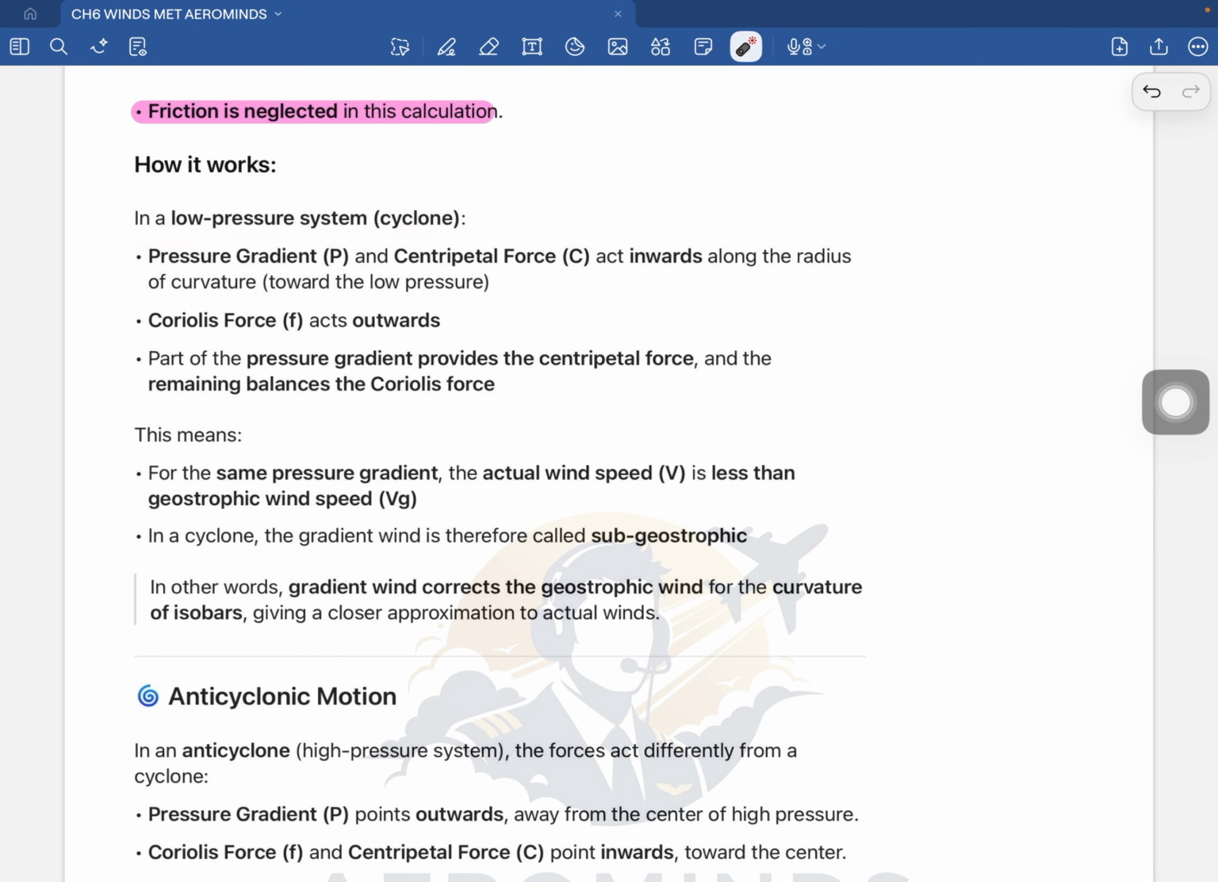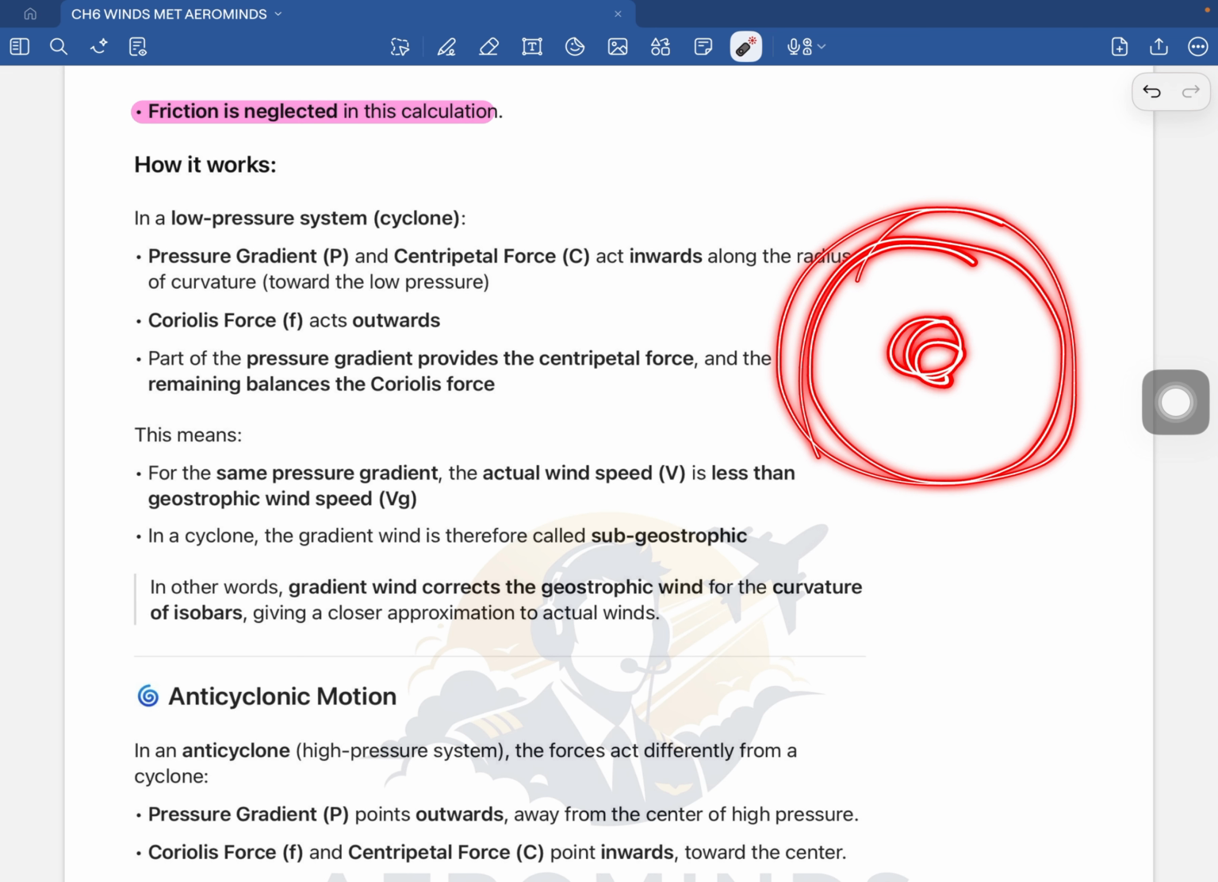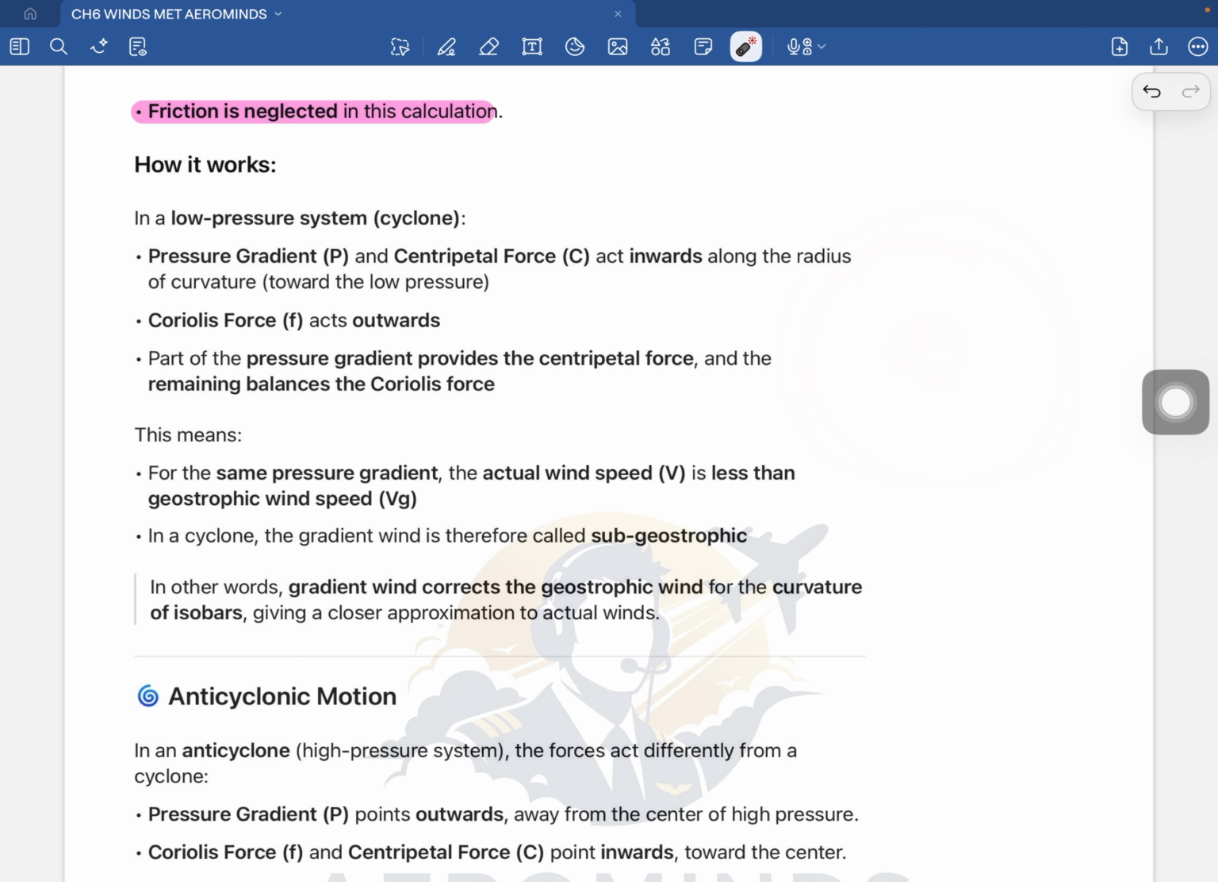Okay, now we'll understand how the gradient wind works in a low pressure system, which creates a cyclone. In a low pressure system, pressure decreases towards the center. It is highest outside and it decreases as we go towards the center. So the pressure gradient is always acting inwards towards the low pressure area. Now when the wind flows along the curved isobars around a low, it is following a curved path.